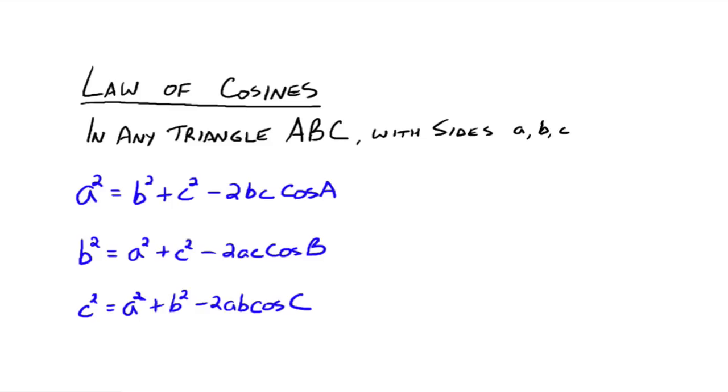In any triangle ABC with sides A, B, and C, essentially all three of these things are true. But I don't want you to think about it in terms of, oh, I've got three formulas to memorize. That's not really true.